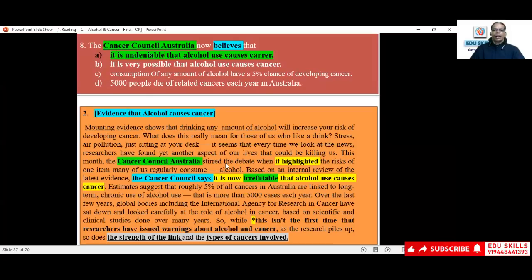So read only what is given with the name. The Cancer Council of Australia has reopened the debate when it highlighted the risks of one item many of us regularly consume, that's alcohol. Based on an internal review of the latest evidence, the Cancer Council says, see, I told you, says also will be used as an opinion marker, it is now irrefutable that alcohol use causes cancer. It is irrefutable. It is undeniable.